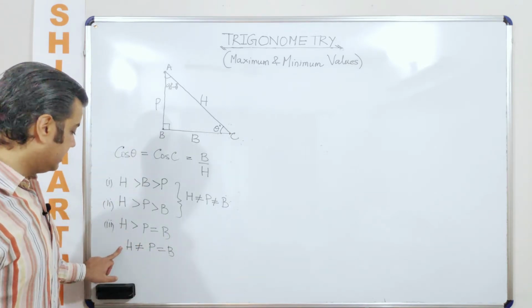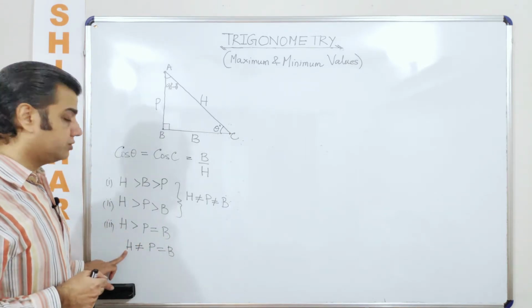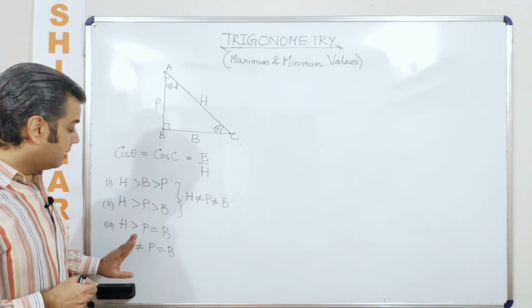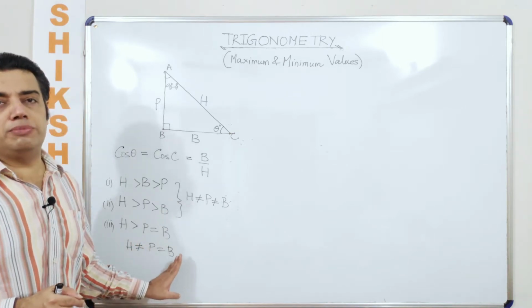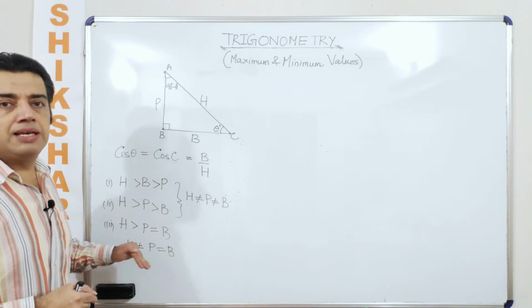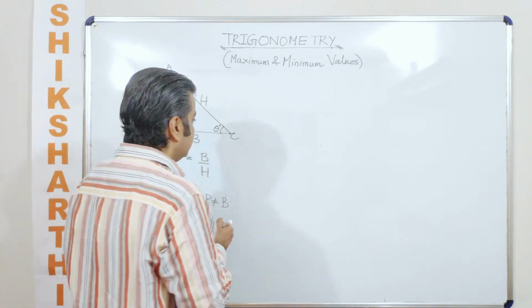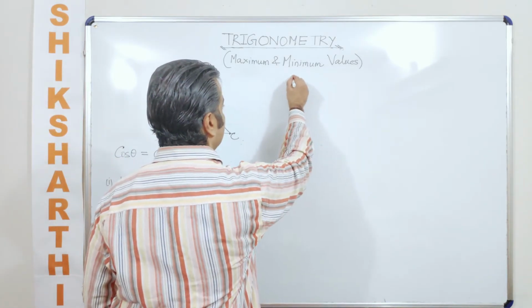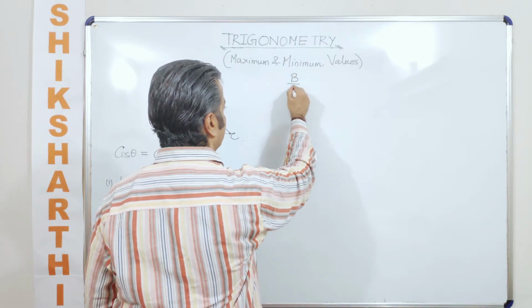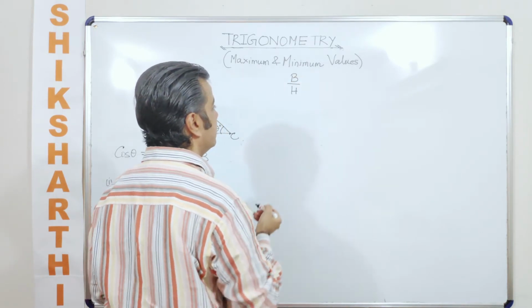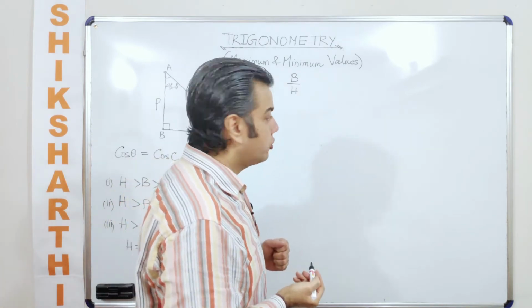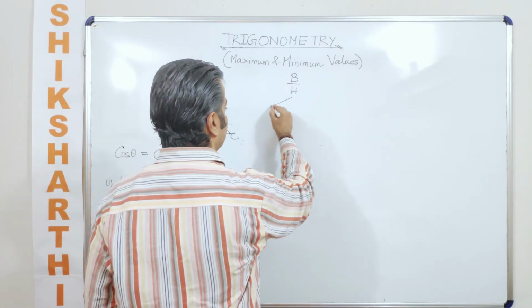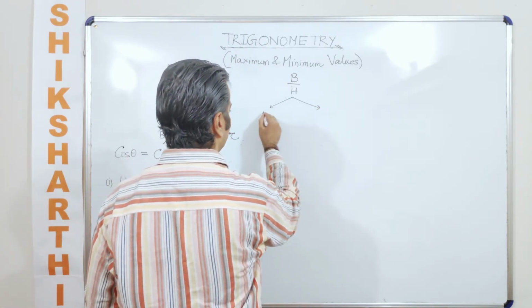If I talk about this case, what are we saying? We are saying hypotenuse is not equal to the perpendicular, but the perpendicular can be equal to the base, which is why we said that this is an isosceles triangle. Now B by H is a fraction with B as the numerator and H as the denominator. If I were to make cases here, this can be broadly divided into two parts.